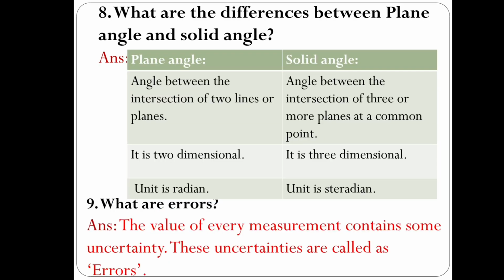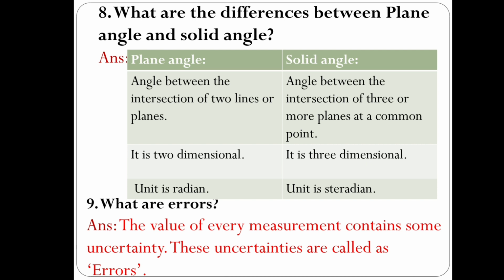What are the differences between plane angle and solid angle? Plane angle is the angle between the intersection of two lines or planes. Solid angle is the intersection of three or more planes at a common point. Plane angle is two-dimensional and solid angle is three-dimensional. The unit of plane angle is the radian and solid angle is steradian. These are the differences between plane angle and solid angle.